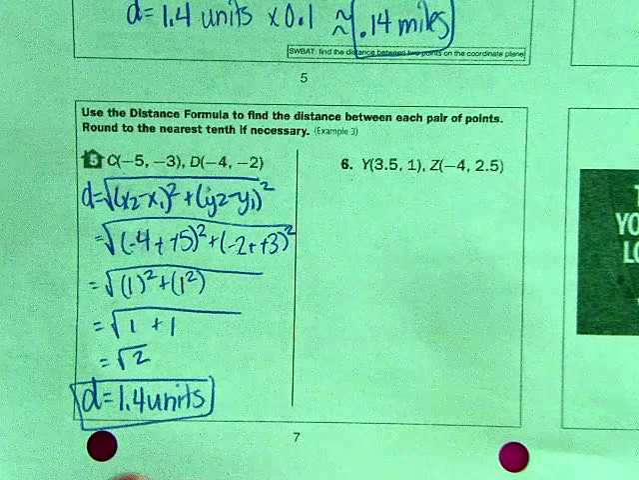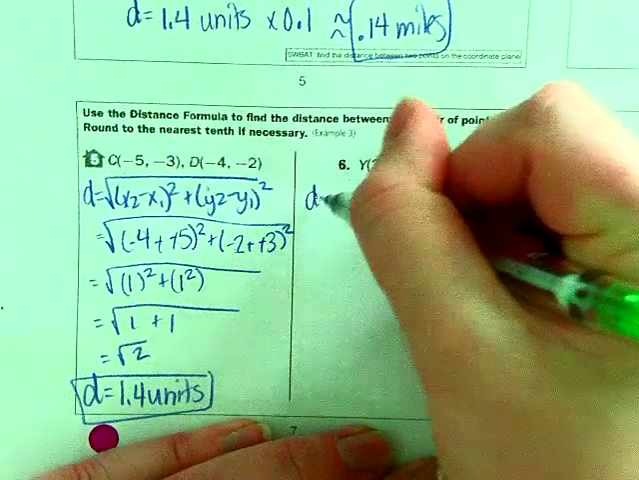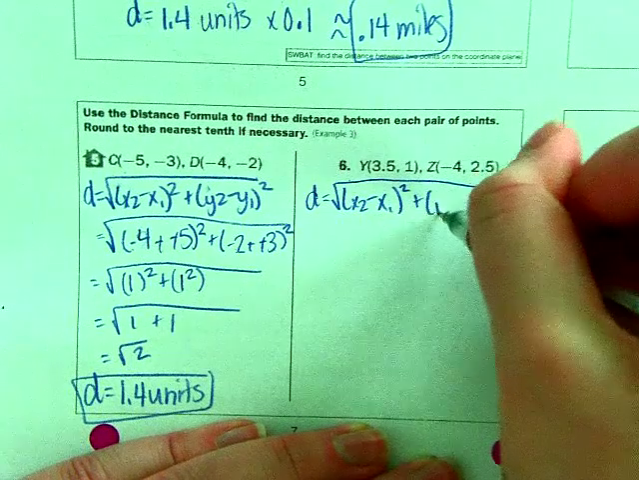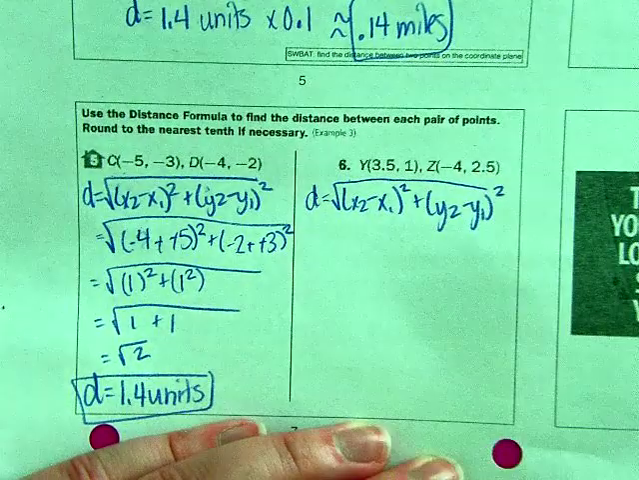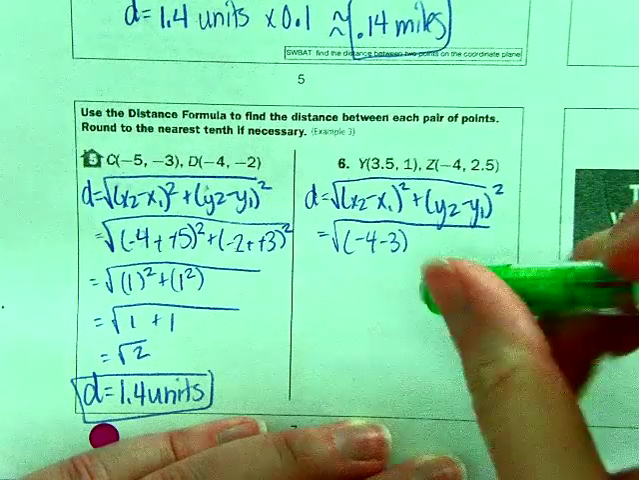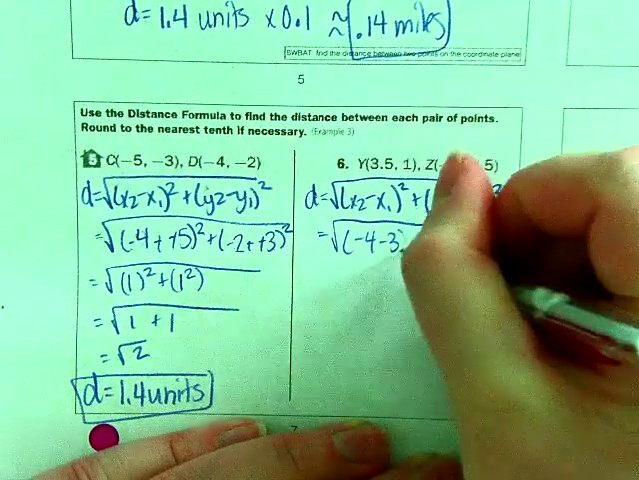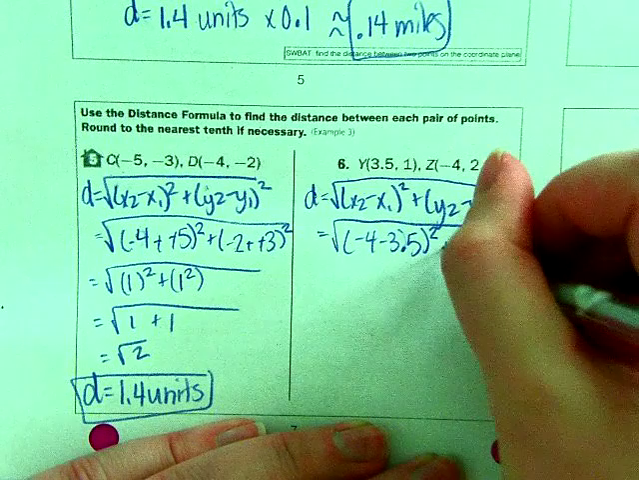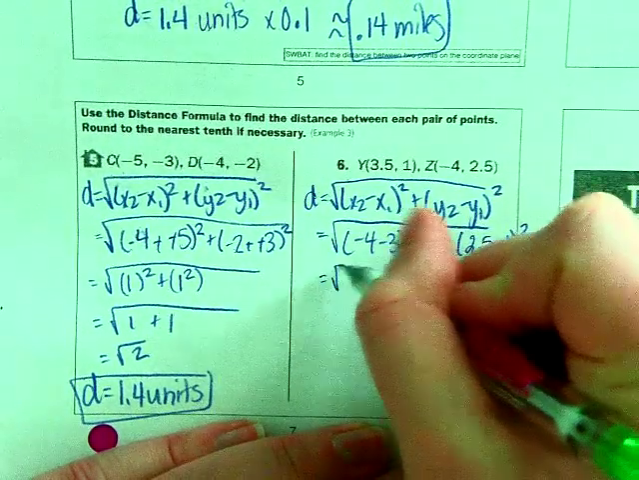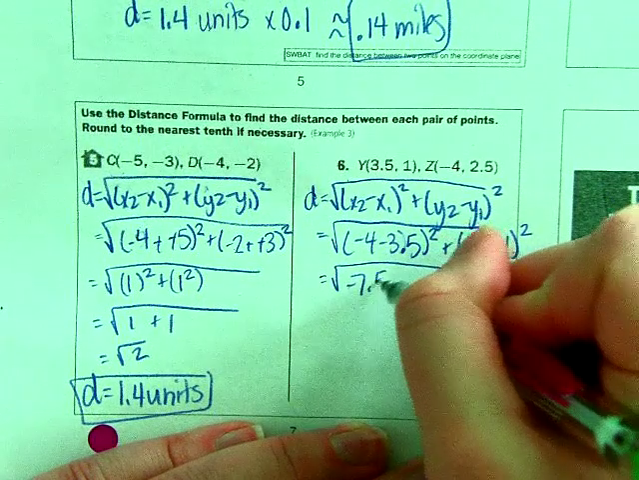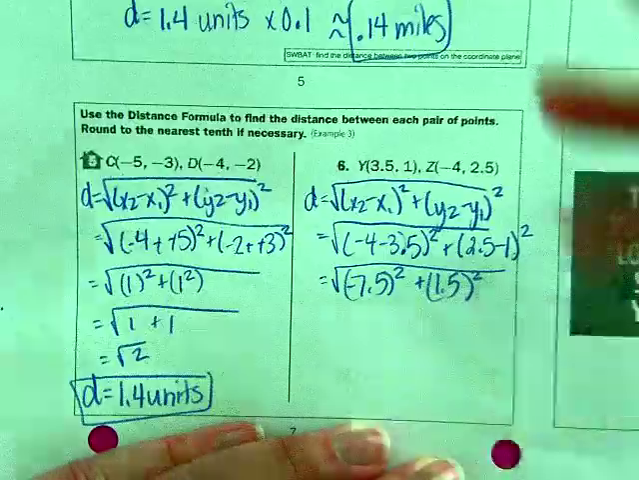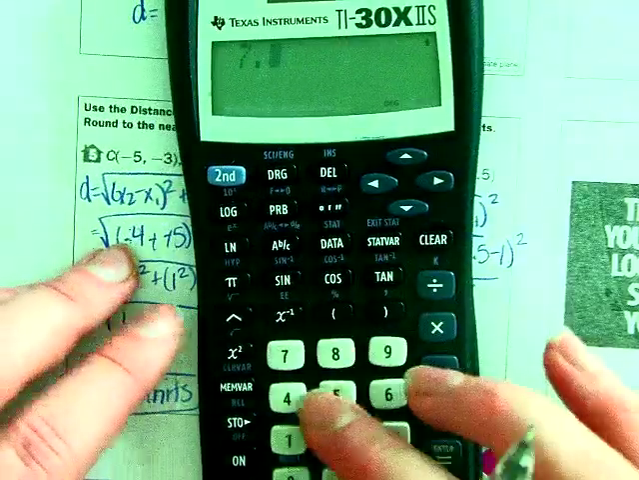Last one that we're going to practice, just so we're clear on these negatives. Distance equals the square root x2 minus x1 quantity squared plus y2 minus y1 quantity squared. x2, negative 4 minus 3.5 quantity squared plus 2.5 minus 1 quantity squared. Square root of negative 7.5 squared plus 1.5 squared. So anything squared is positive, so I'm going to leave off the negative.